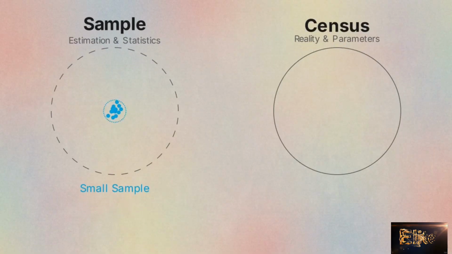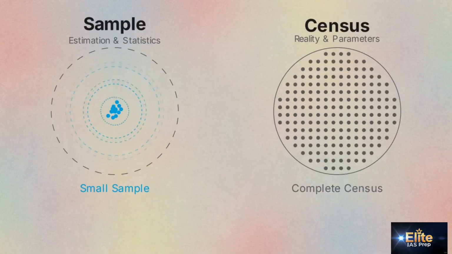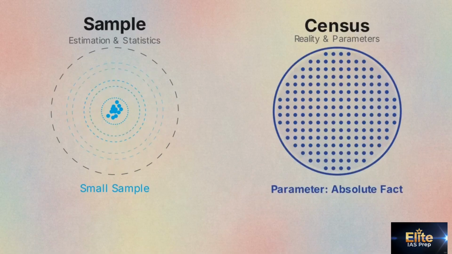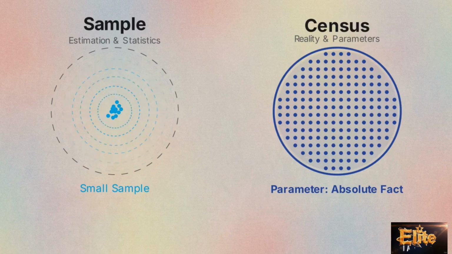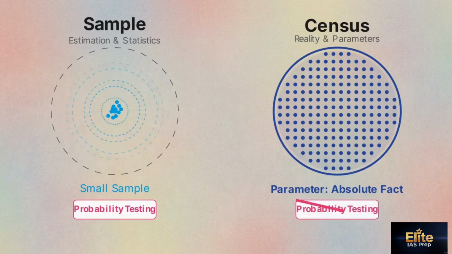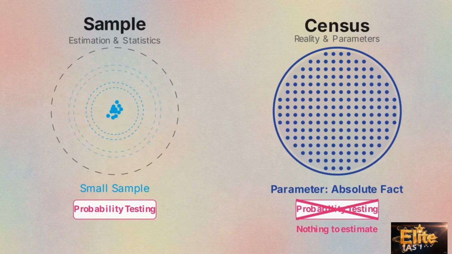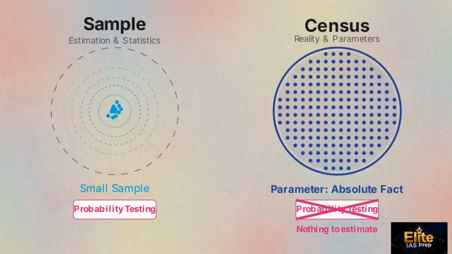As this diagram shows, the researchers did not take a small sample. They captured a complete census of the population. When you measure an entire defined population, the resulting data are parameters, absolute, exhaustive facts describing reality. Probability testing is irrelevant because there is nothing left to estimate.